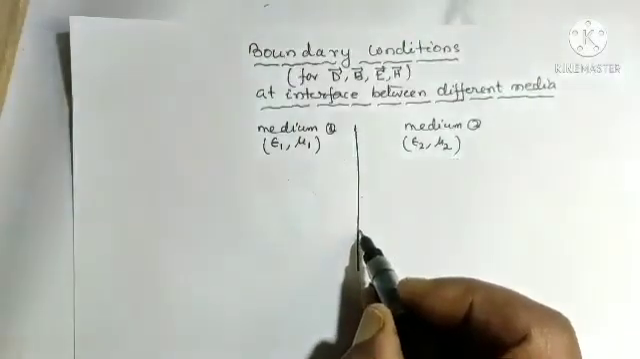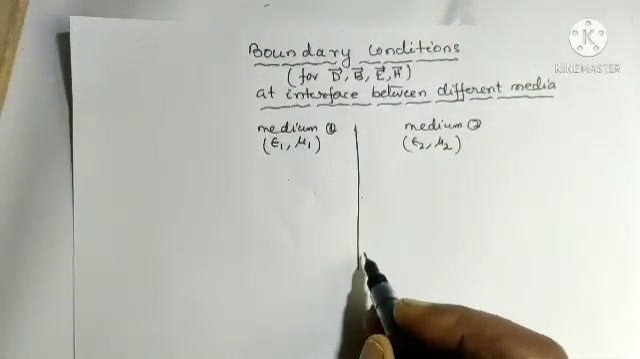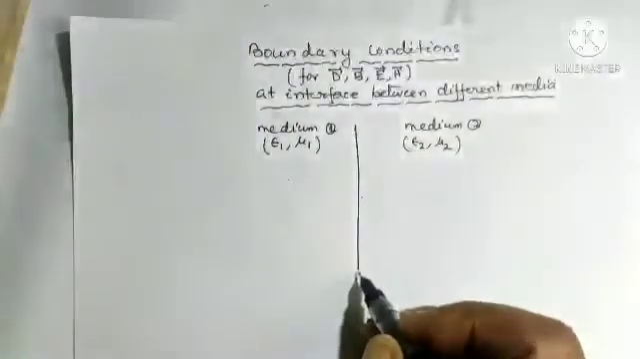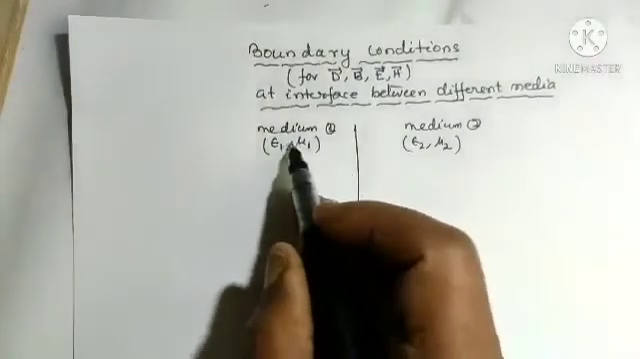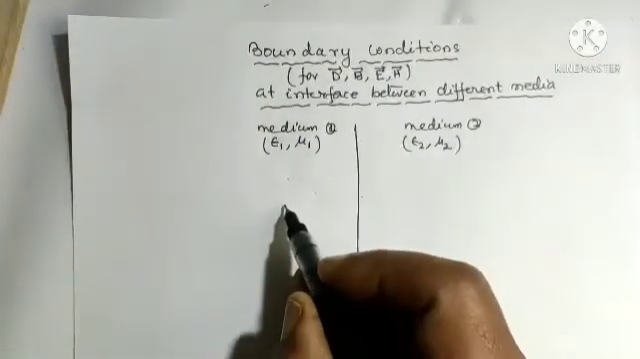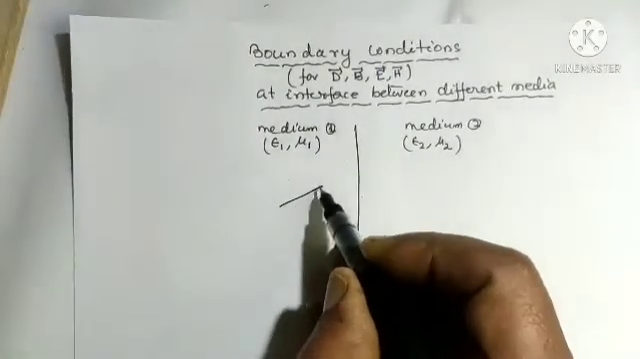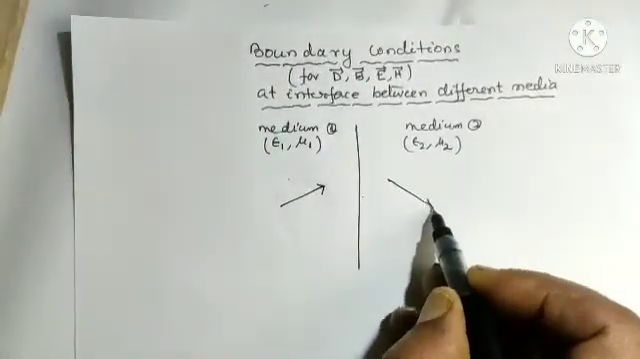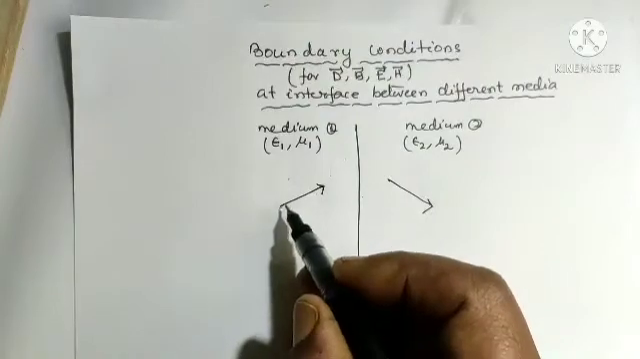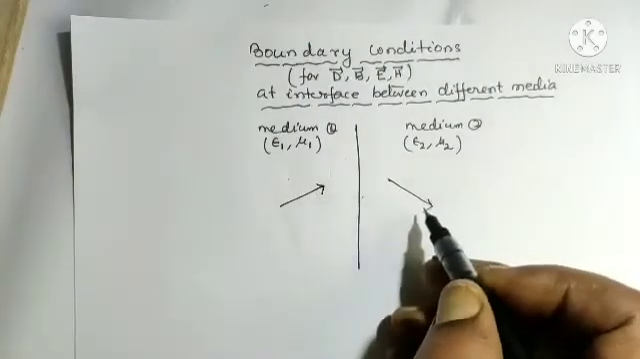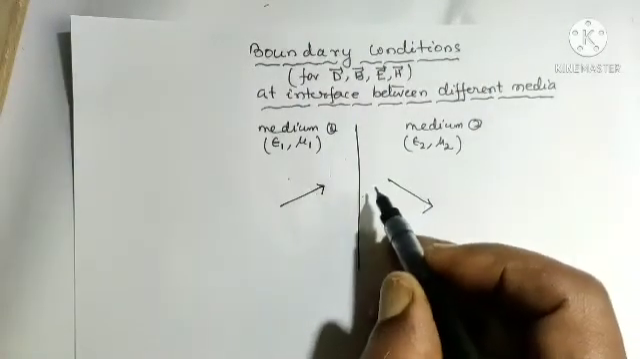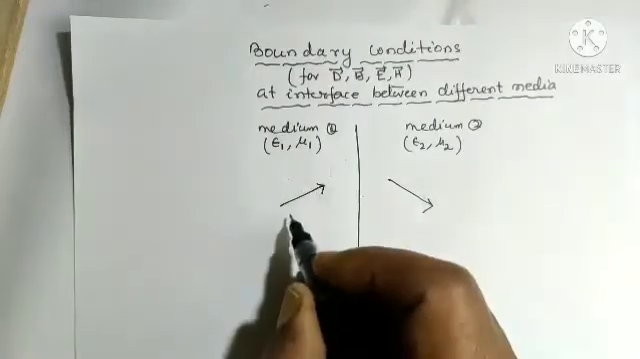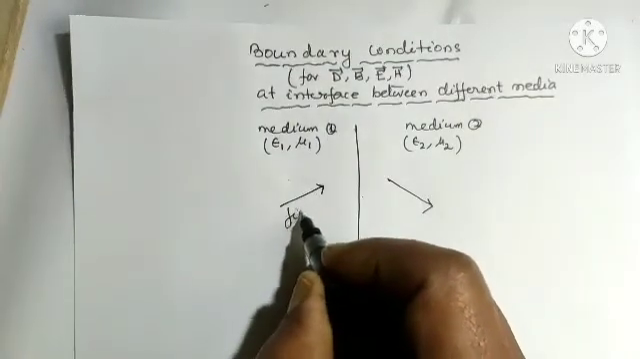And this is the boundary. The boundary may be a line or a surface. It separates these two media. So when a field vector passes from one medium to another, its magnitude as well as direction may change. So how much does the magnitude of the field vector change?